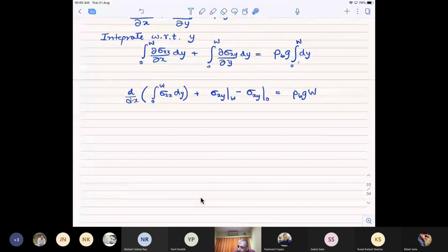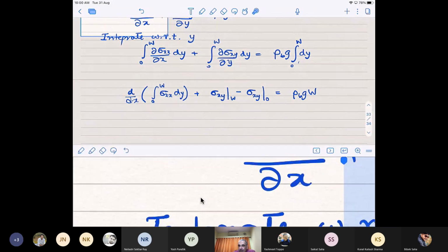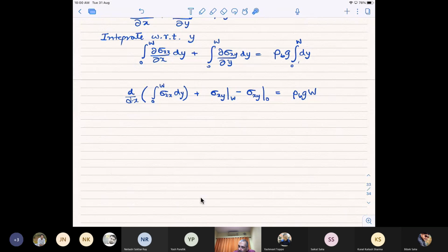So this is basically what it says: this is 0 and this is mu w into sigma yy at w. Now what I will do is I'm going to do two things. First thing is I'm going to define the average value of sigma xx to be just 1 by w integral from 0 to w.